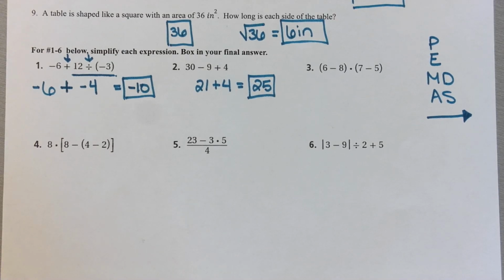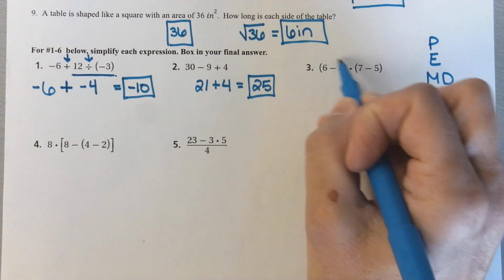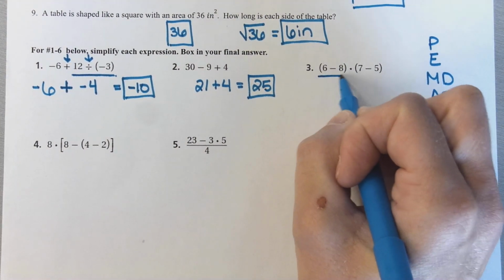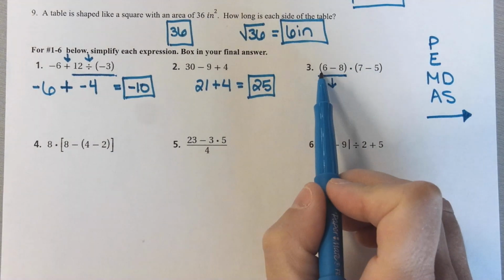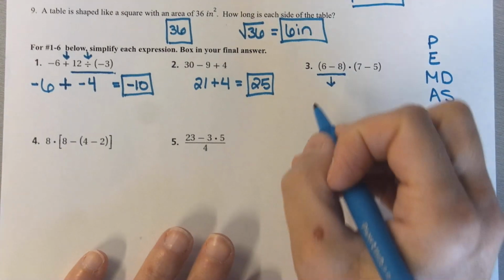Yes. And 6 minus 8, because it's in the parentheses, right? Otherwise, I wouldn't do it first because subtraction is really low on our list. But because it's in parentheses, that kind of makes it move up the chart there. Alright, so 6 take away 8 gives me what?